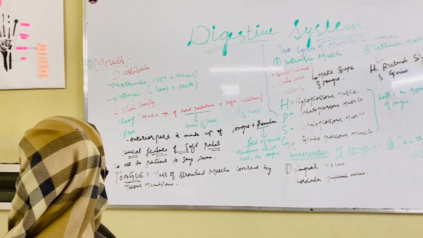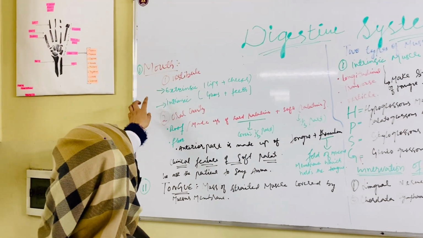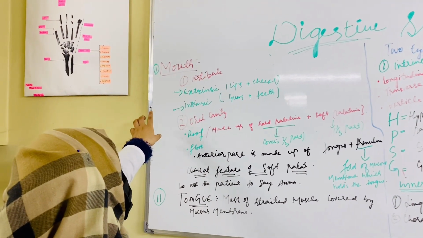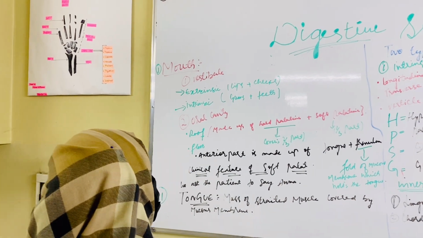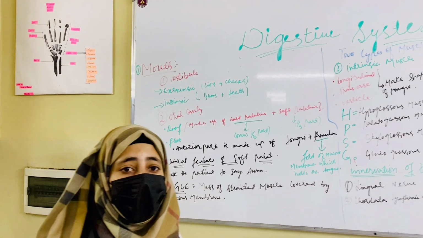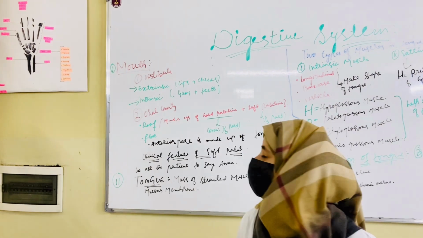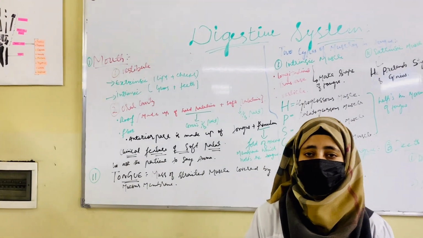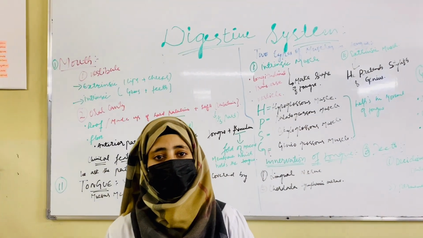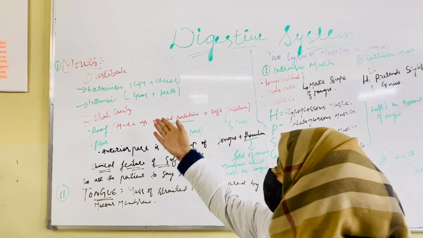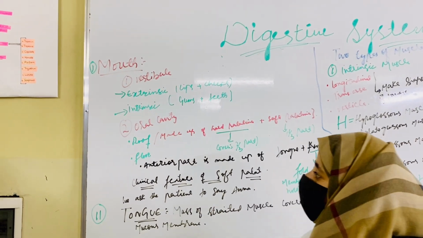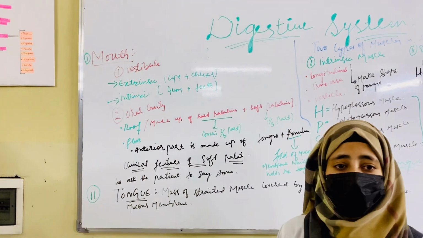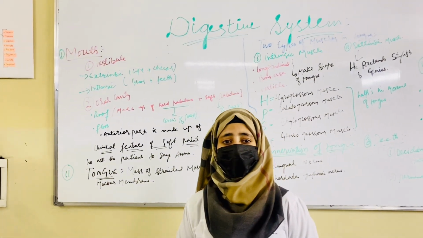Starting from the mouth, we have two parts of mouth, that is vestibular part and oral part. In the vestibule we have two parts, extrinsic part and intrinsic part. The extrinsic part includes lips and cheeks, and the intrinsic part includes gums and teeth. The second is oral cavity. Oral cavity has two parts, roof and floor.